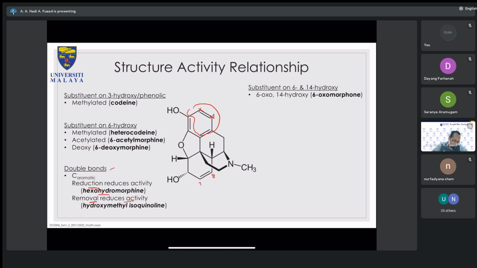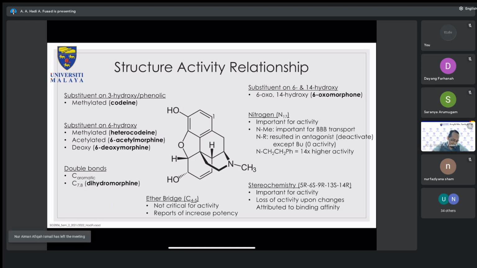And then what else? On the carbon 7 and 8, if you reduce it again so it simply becomes a cyclohexane-like structure, somehow it becomes slightly more potent. Very interesting, but nonetheless, it's not my experiment, so to say. And then what other things can you change? You can change the nitrogen 17. You can play around with the stereochemistry, and then you do have the ether bridge, that one over there.